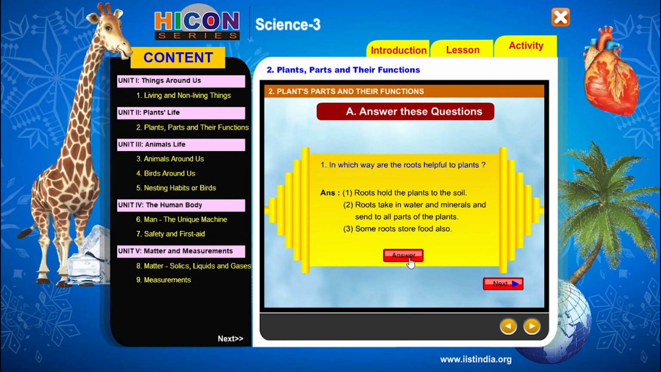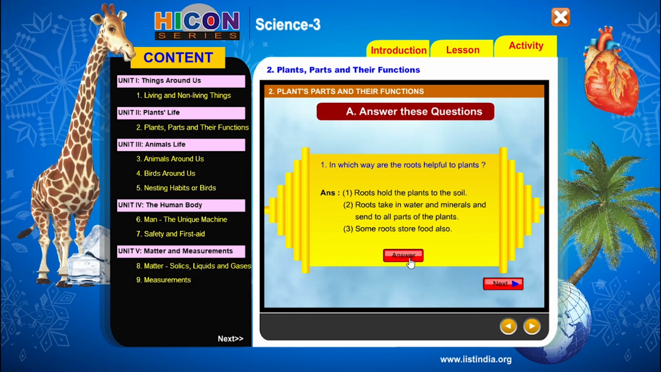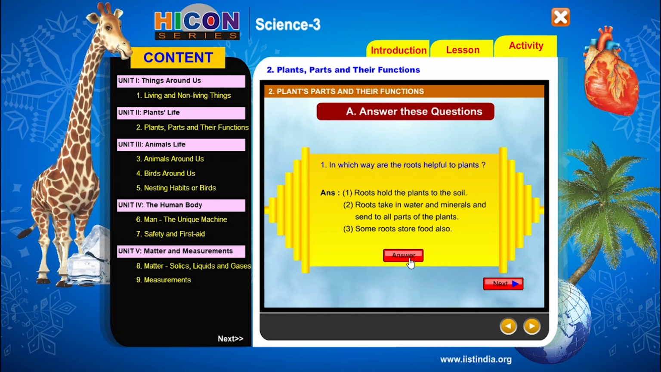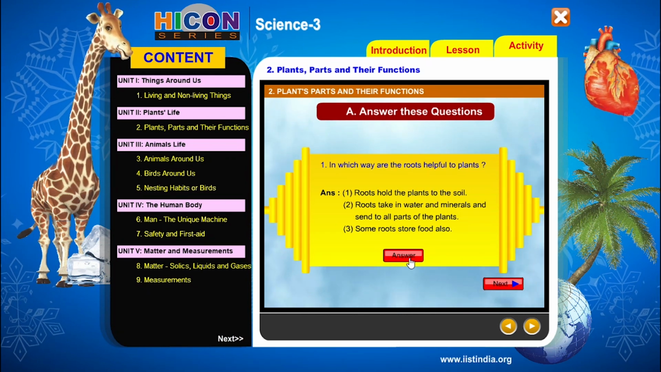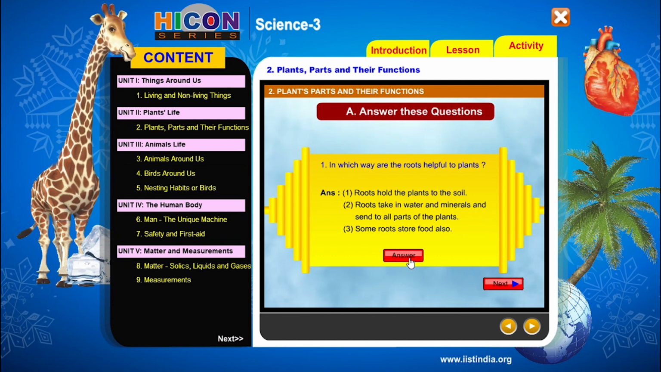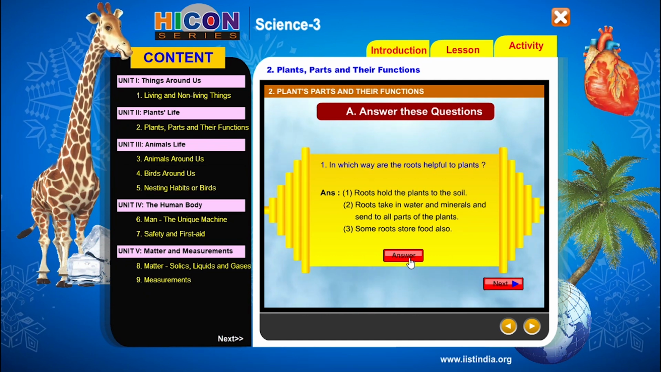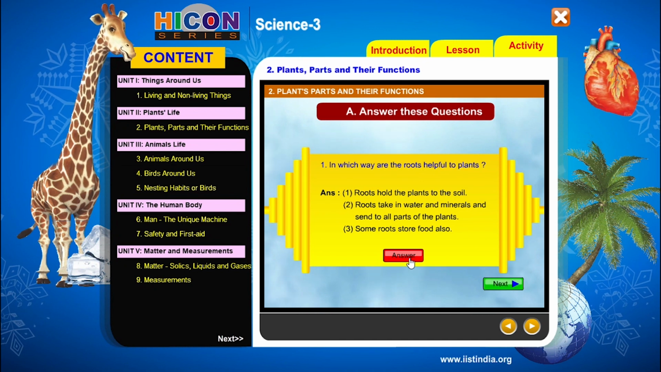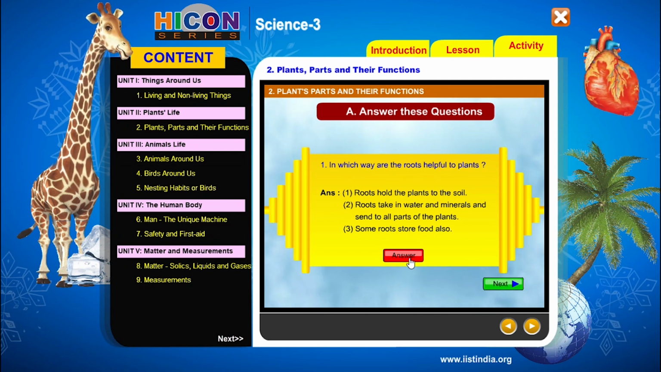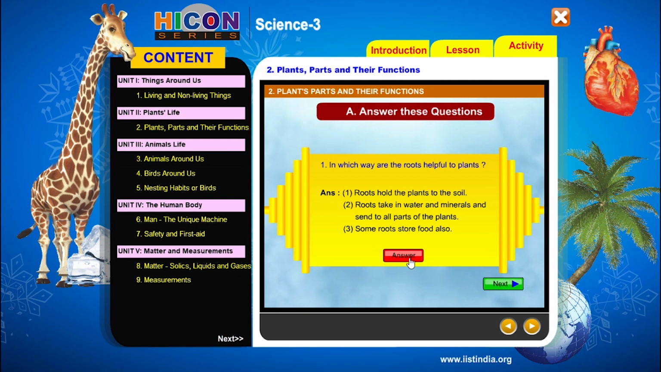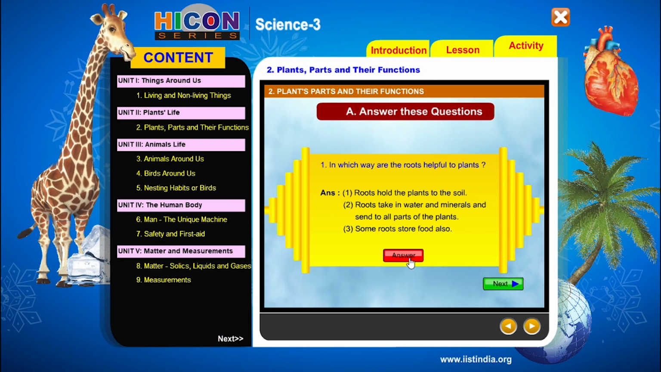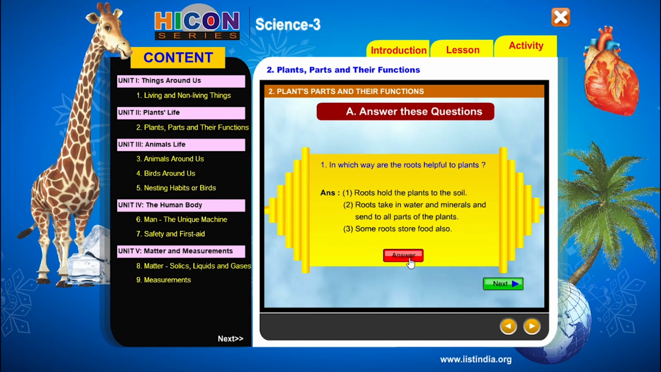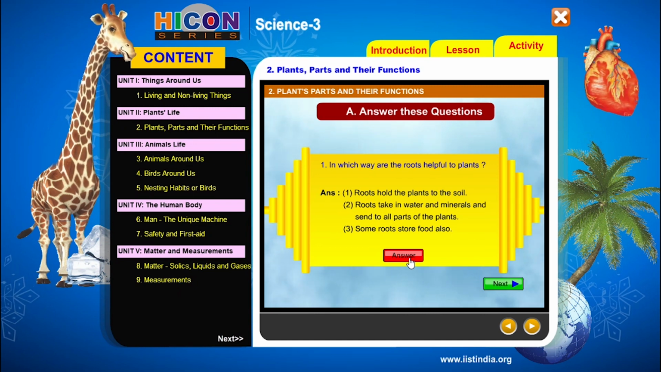So children, leaves prepare their food. For preparing food, water is also required. Here the water will be supplied to the plant with the help of roots. Roots absorb the water from the soil and supply that water through the stem to all parts of the plant like leaves, branches, stem, etc. That's why roots take in water and minerals and send them to all parts of the plant.